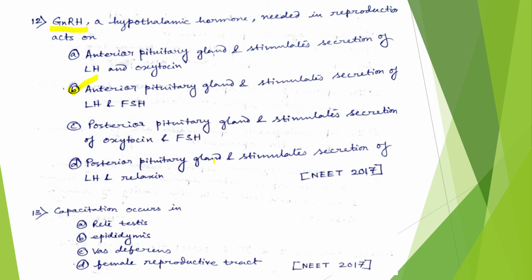Now coming to the last but not the least, capacitation. Capacitation occurs in rete testis, epididymis, vas deferens and female reproductive tract. The correct answer would be option D, female reproductive tract. Why? Capacitation means the capability of sperm to fuse with an ovum increases by increasing its motility power. So when a sperm enters the female reproductive tract, capacitation occurs. So the correct answer would be option D.